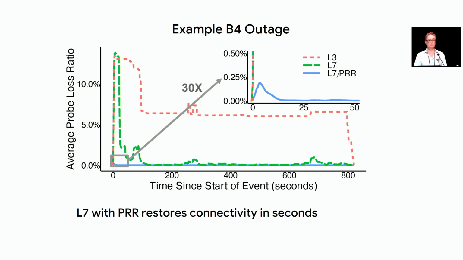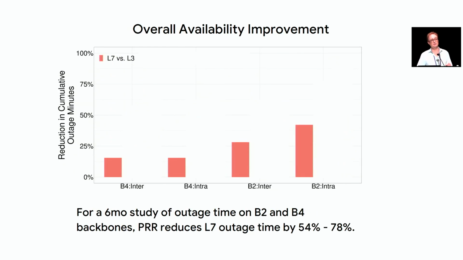So as far as most users of the network were concerned, they were not aware of the outage, except possibly for a reduction in capacity in the network during the time the physical fault existed. To gauge the overall effect, how much it helps with network availability, we ran a 6-month study on both of our backbones, our B2 and B4 backbones, looking at all outage time across all pairs of network regions.